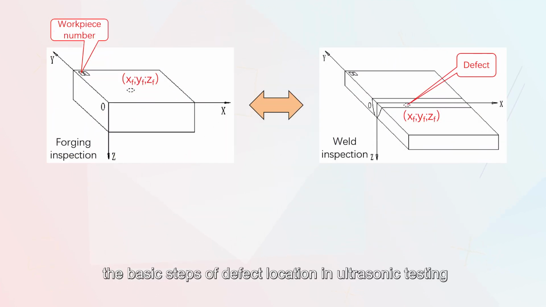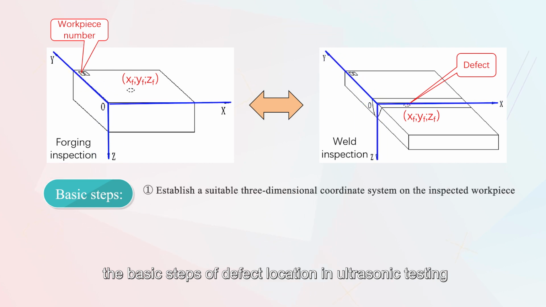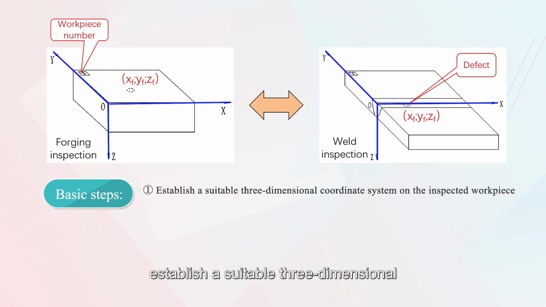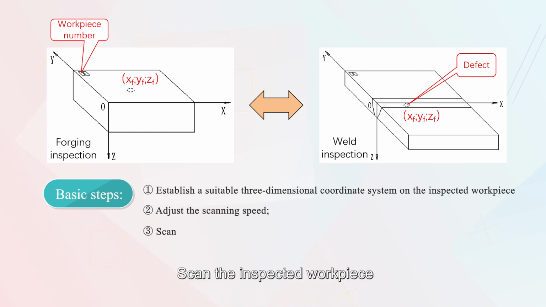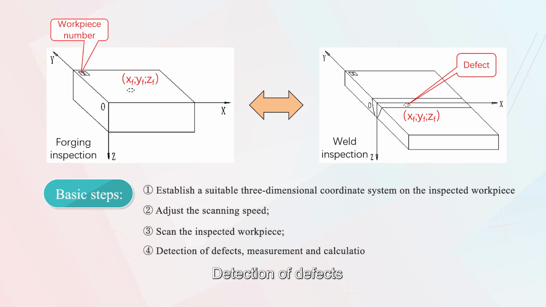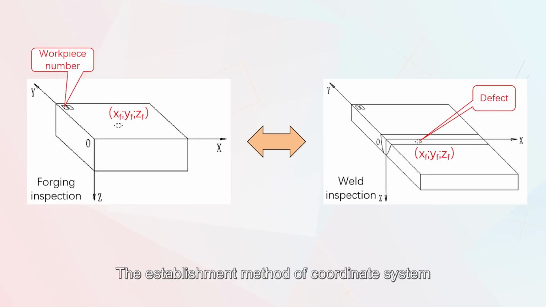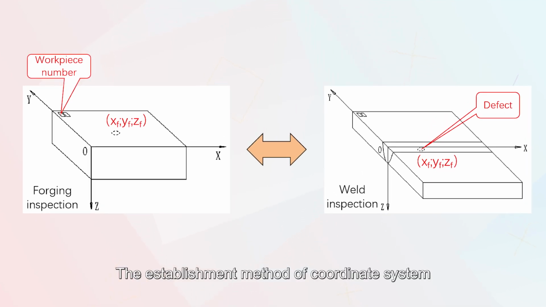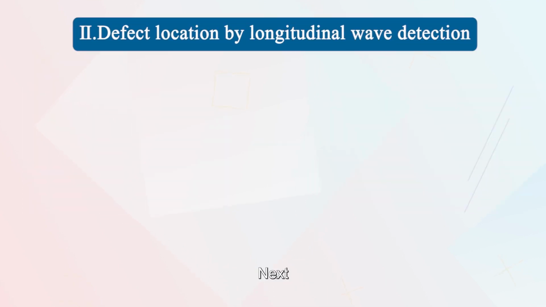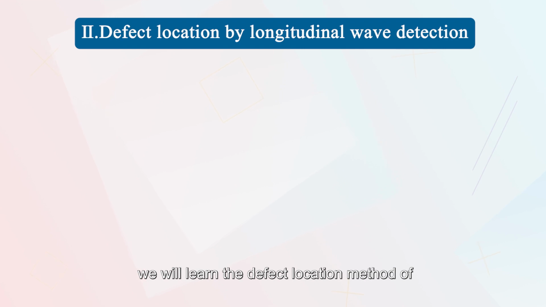Generally, the basic steps of defect location in ultrasonic testing are as follows. Establish a suitable three-dimensional coordinate system on the workpiece to be tested. Adjust the scanning speed, scan the inspected workpiece, detect defects, and measure and calculate defect positions. The establishment method of the coordinate system for defect location of common forgings and butt welds is shown in the left and right figures respectively. Next, we will learn the defect location method of longitudinal wave straight probe detection.